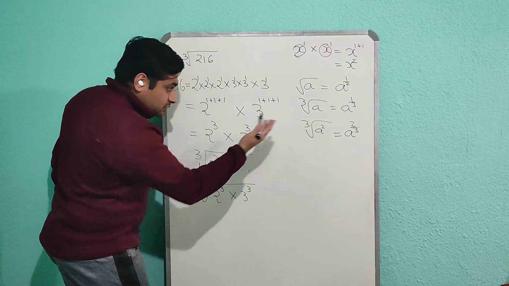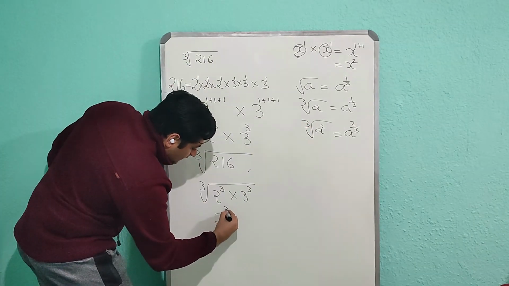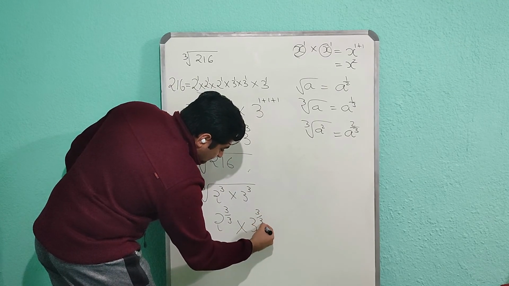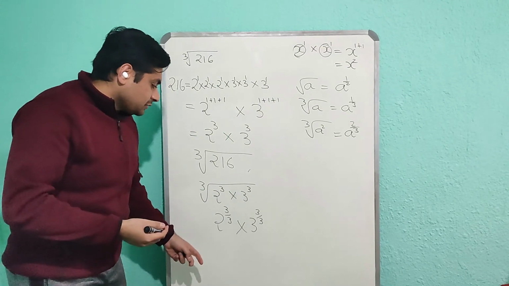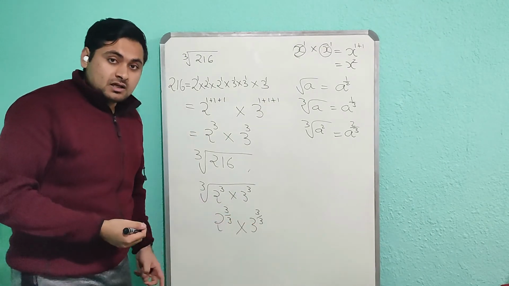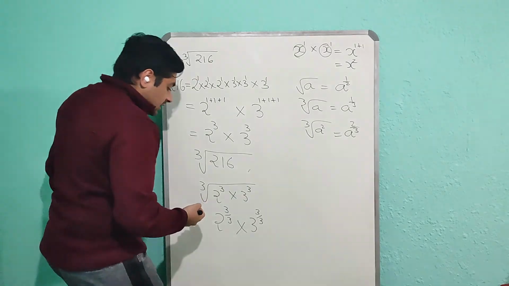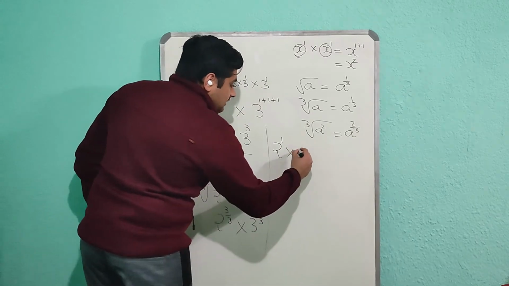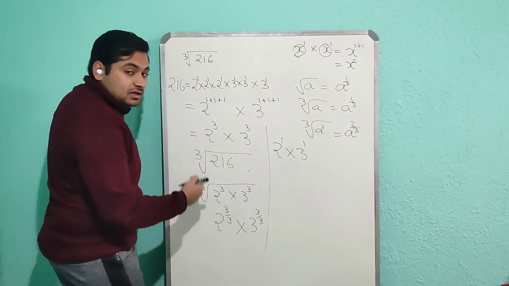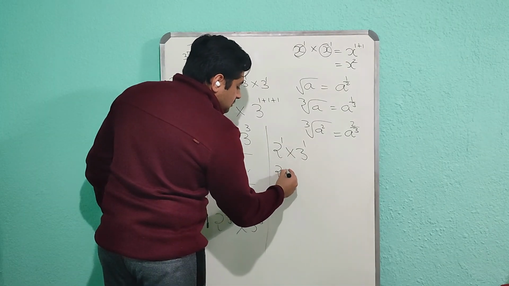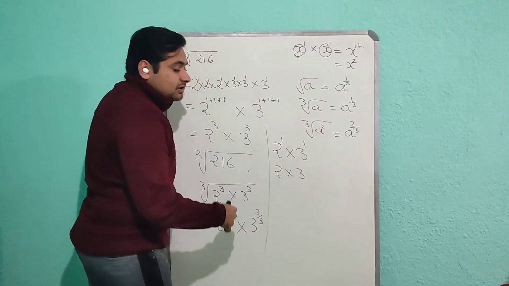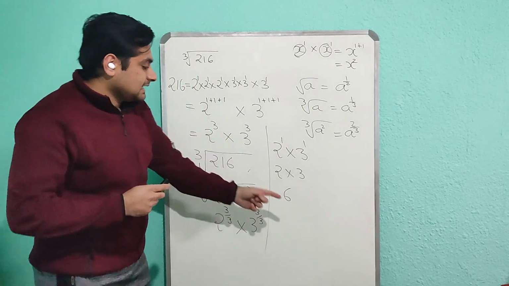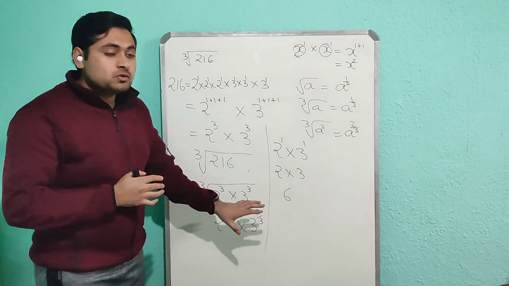The same goes in here. Now we can write this in terms of that. So we get 2 to the power 3 over 3 times 3 to the power 3 over 3, right? Now from our fraction rules, we know 3 over 3 is 1, right? So therefore, our answer will be 2 to the power 1 times 3 to the power 1. Now 2 to the power 1 is the same as 2 and 3 to the power 1 is the same as 3. What is 2 times 3? 6. So the third root of 216 is 6. So this is how we solve without the use of a calculator.